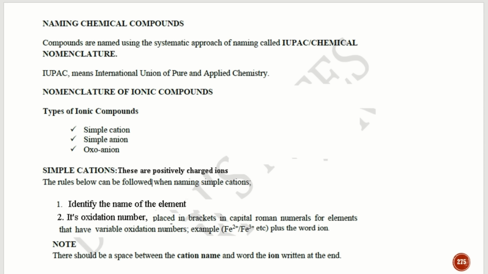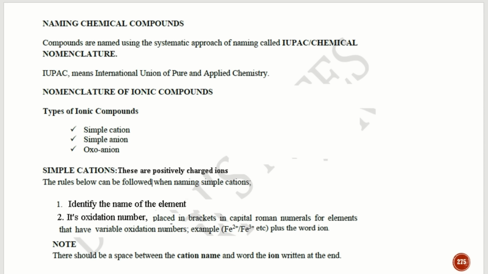There are rules in naming simple cations. First, you need to identify the name of the element. So if it is written Na, you should tell us what the Na is. After identifying the name of the element, the next thing is to identify the oxidation state of the element. The oxidation state of these elements are written in capital Roman numerals and in brackets, but these are written for only compounds that have variable oxidation state.